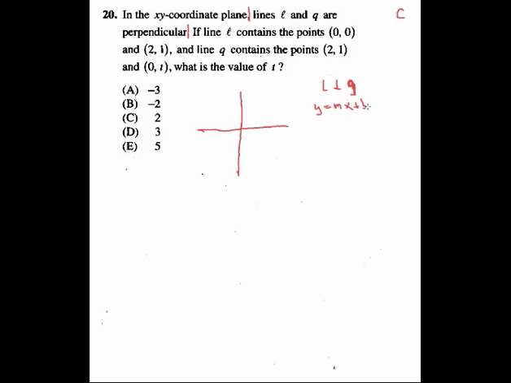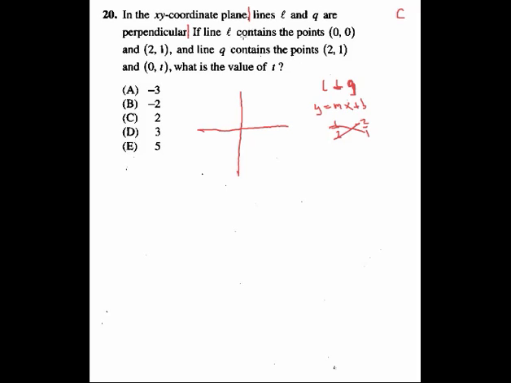Now, when things are perpendicular, the slopes are negative reciprocals of one another. So for instance, hypothetically speaking, if I know one of the slopes is a half, the other one's going to be negative 2 over 1, or negative 2. Just as a side note.